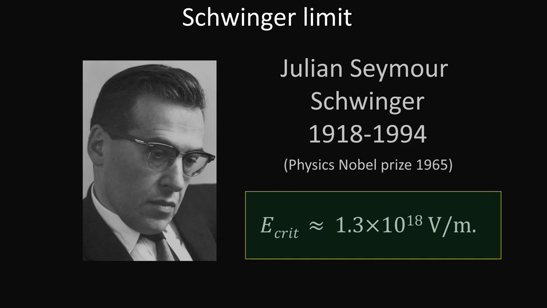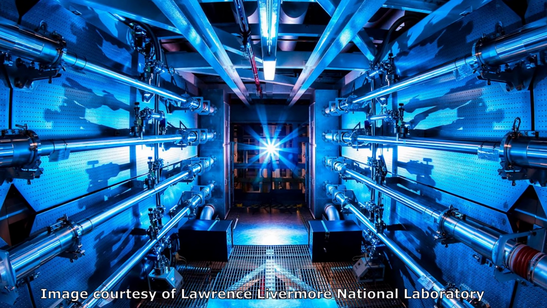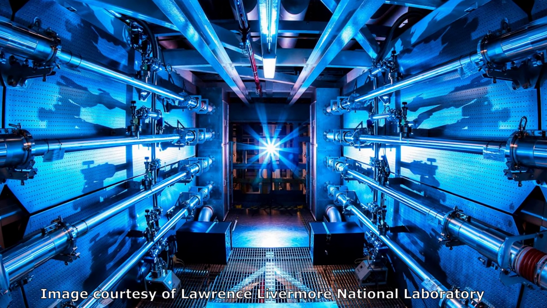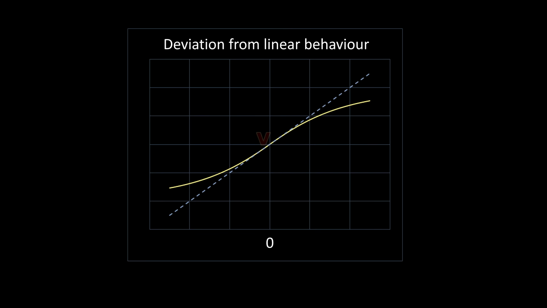This limit is named after Julian Schwinger, a theoretical physicist, and its value is approximately 1.3 times 10 to the 18 volts per meter, which is huge. Even with the most powerful lasers, we are currently still more than an order of magnitude away from reaching it. Note that the Schwinger limit is an approximation, and that is because the definition of the term nonlinear behavior is kind of vague. It really depends on how large the effect on behavior is that you are looking for in order to call it nonlinear.